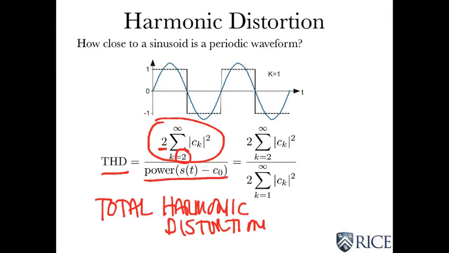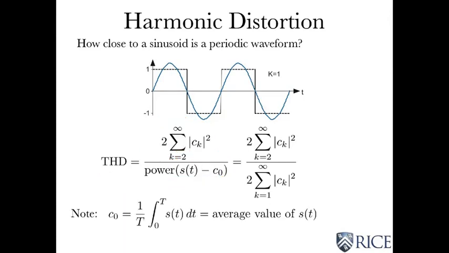Now, the little detail here is that you subtract off C0. And the reason for that is that C0 is known as the average value of the signal. If you look at the formula for computing C0, you'll see it's just the integral of the signal over a period divided by the period. Well, that's called the average value.